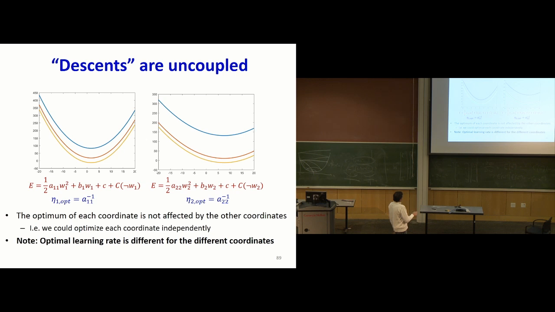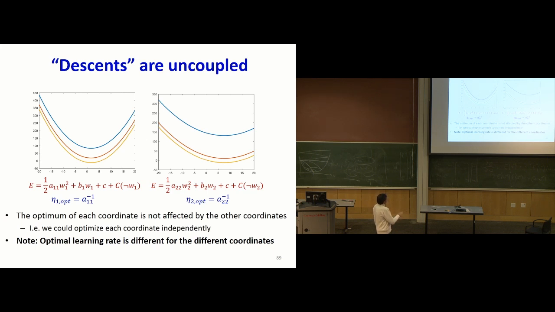It's going to be half of a11 w1 squared plus b1 w1 plus some constants. And the constant depends on w1, which determines the height. So also, if I look at it as a function of w2, this is going to be half of a22 w2 squared plus additional terms plus a constant which depends on w1, which determines the height. So here, this notation, this bar says all terms that don't depend on w1.